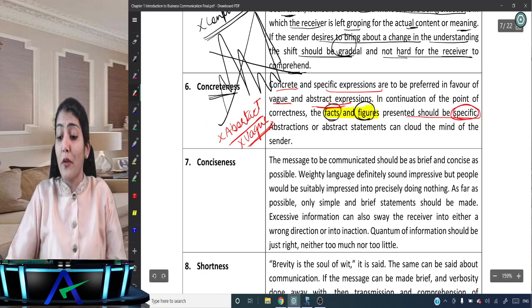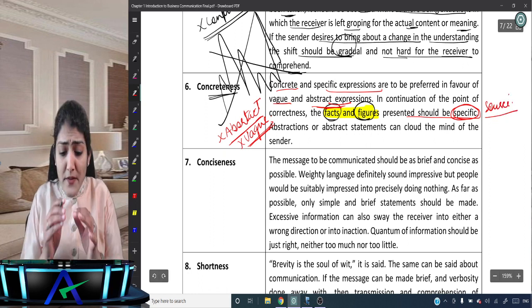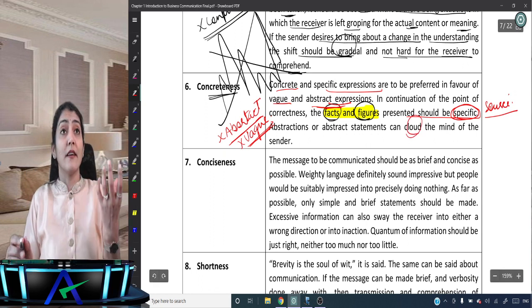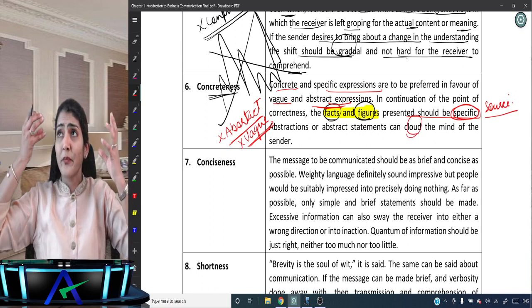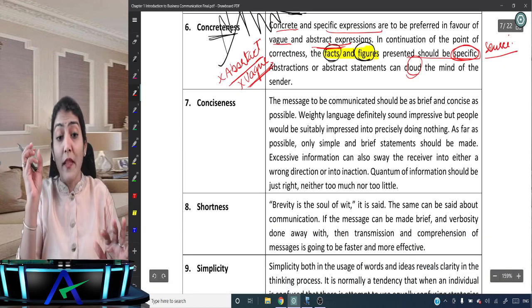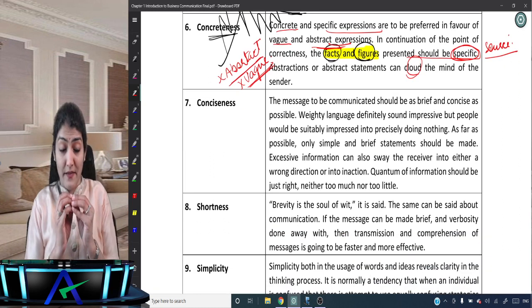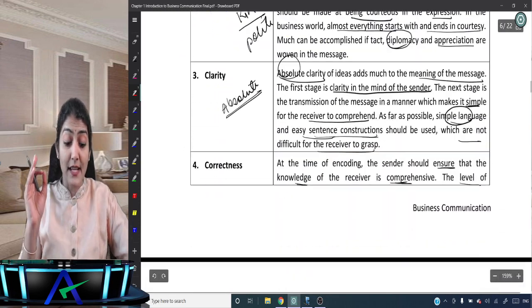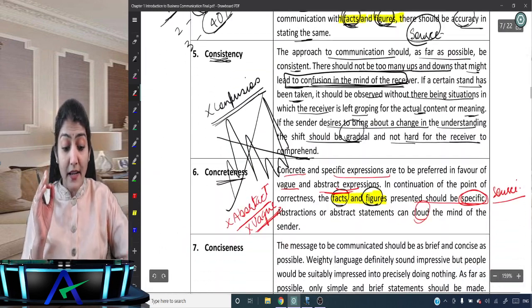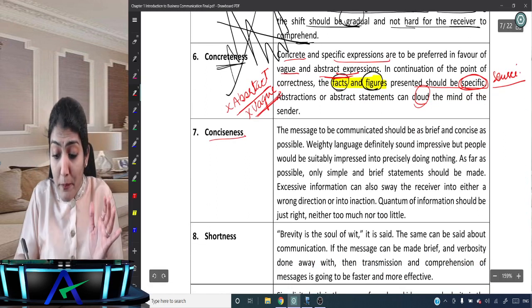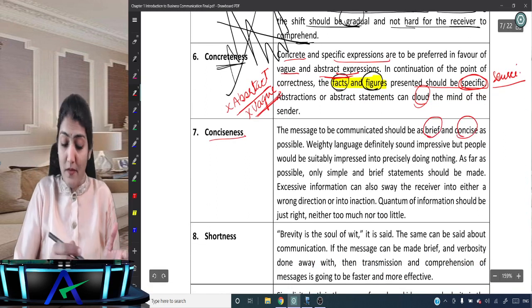I told you, you could also mention the source from where you got this information. Abstractions or abstract statements can cloud the mind of the sender. There could be brain fog. When you say, I'm not understanding, on what basis are you saying so? So there has to be concreteness. So many C's over there: credibility, courtesy, clarity, correctness, consistency, concreteness, and then conciseness. So be as brief and concise as possible.